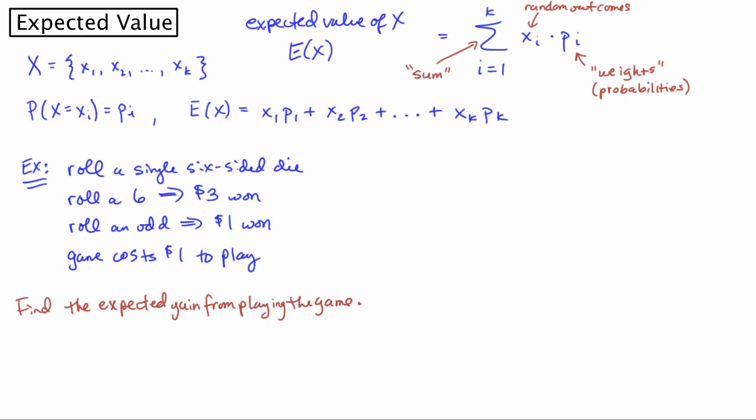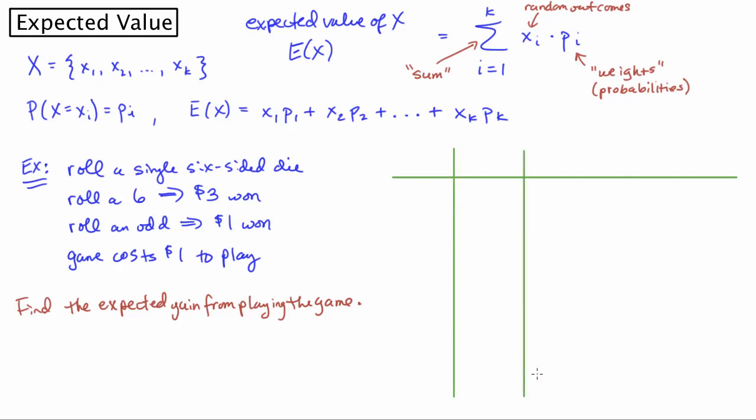Now, in order to answer this question, we're really going to need to set up what's called an outcome table. So let me go ahead and do that right quick. The outcome table is very much like the probability distribution table that I showed you earlier. It's going to have several columns, and I'll label these columns here in a second. The first column, you should list the individual outcomes.